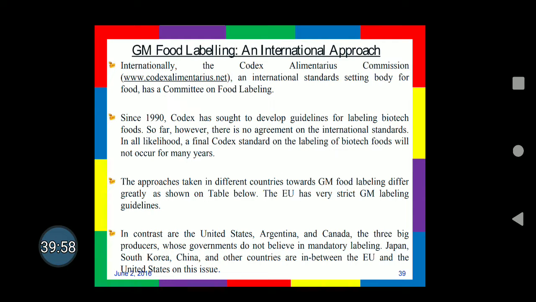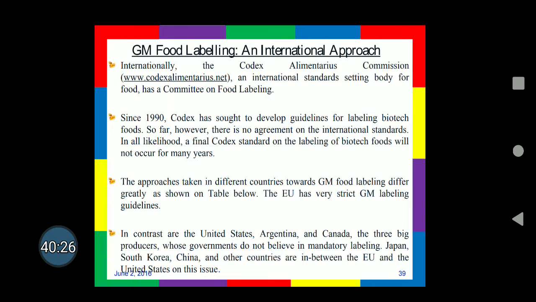In order to identify the normal food from the GM food, the labeling is very, very important. An international approach has been carried out to create an awareness among the layman. Internationally, the Codex Alimentarius Commission, an international standard setting body for food, has a committee on food labeling.